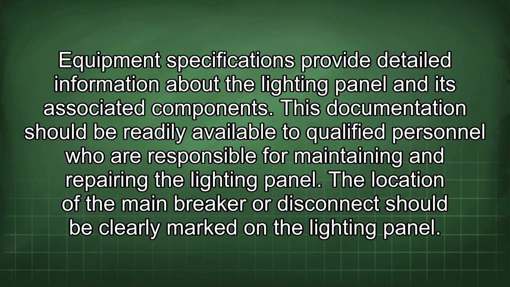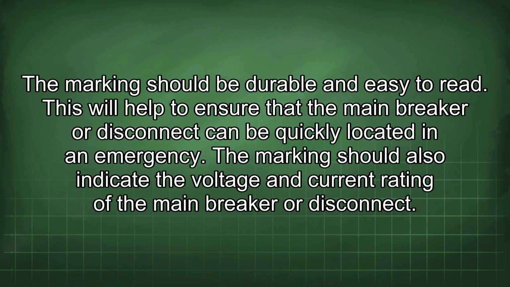The location of the main breaker or disconnect should be clearly marked in the lighting panel. The marking should be durable and easy to read. This will help to ensure that the main breaker or disconnect can be quickly located in an emergency. The marking should also indicate the voltage and current rating of the main breaker or disconnect.